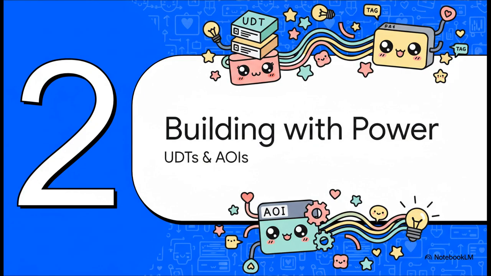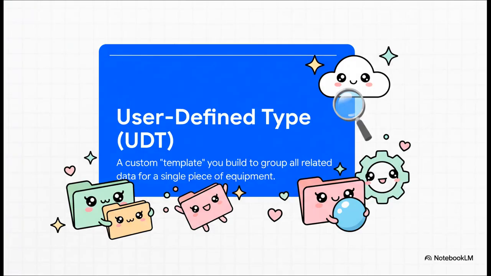All right, so now that we've got this awesome tag-based foundation, let's see what we can build on top of it. We're going to talk about two incredibly powerful tools, UDTs and AOIs. This is where your code starts to get really organized and, most importantly, reusable. First up, we've got UDTs, which stands for User-Defined Types. Just think of a UDT as a custom template, or like a digital folder that you create yourself. Its whole job is to group all the related bits and pieces of data for one single thing, like a motor. No more hunting for scattered data points.